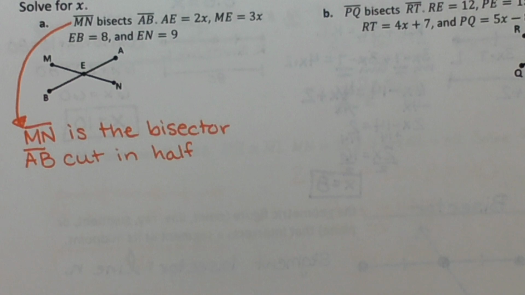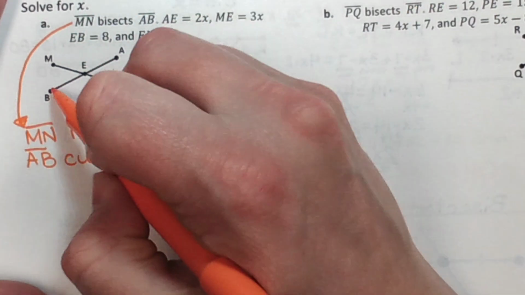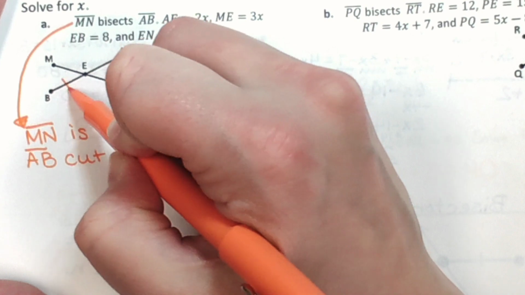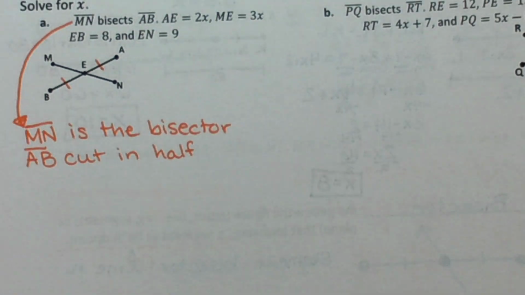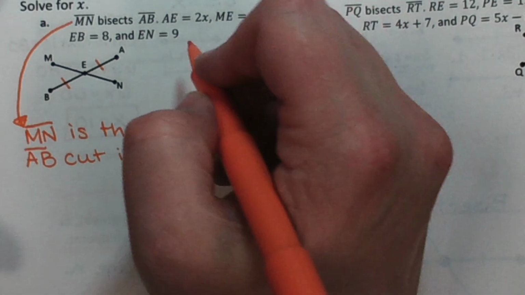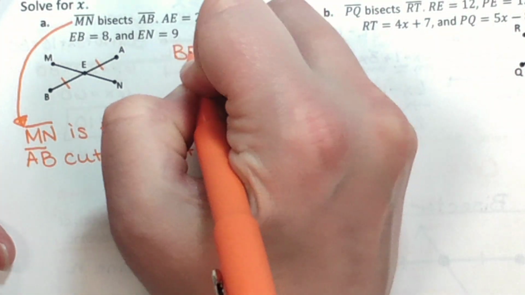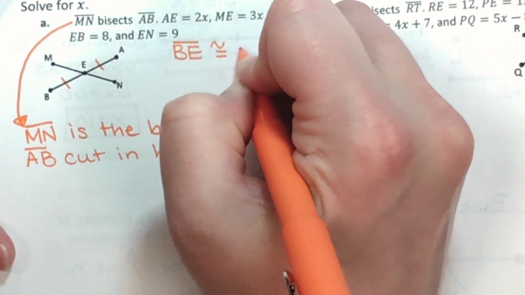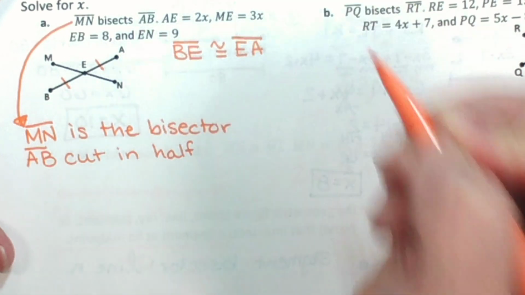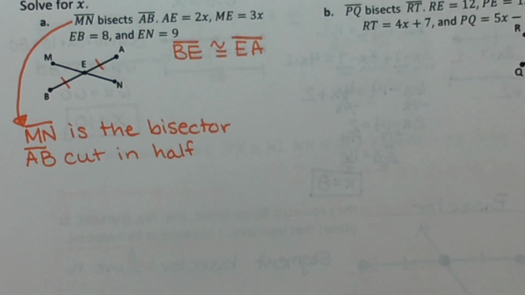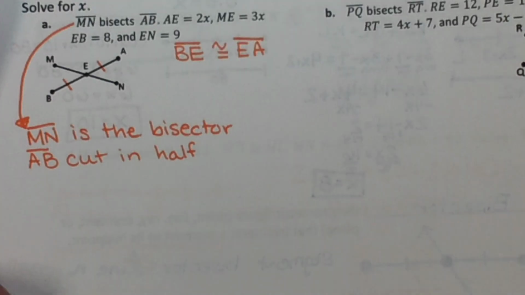If AB is the one that is cut in half, here's AB. This and this are the congruent segments. BE is congruent to EA. We do not know the same thing about ME or EN. We know nothing about their length. They look like they could be the same, but we are not guaranteeing that they are. They actually might be vastly different. The picture is just there to give us an idea of the intersection.